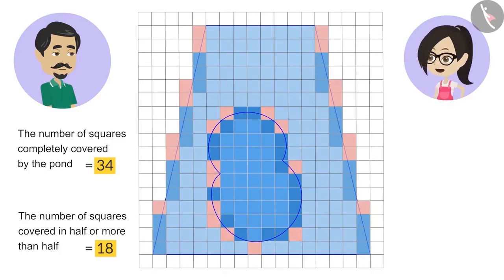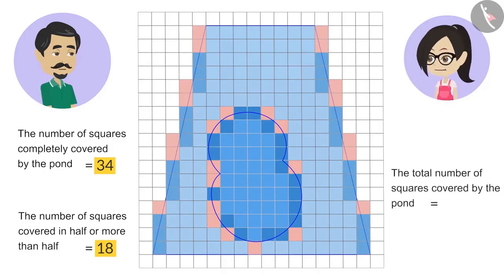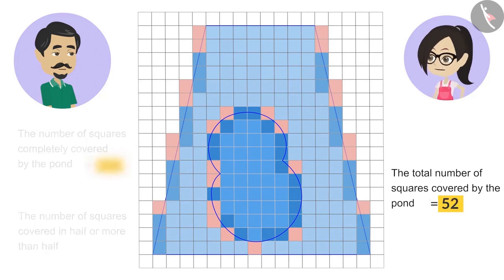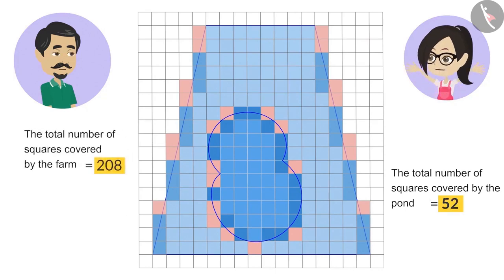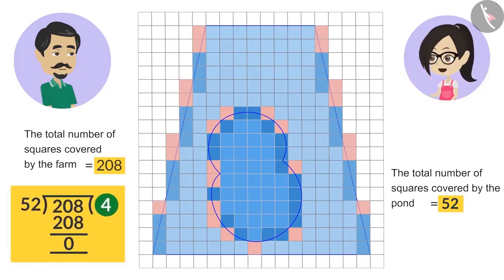This shows that this pond has covered 34 plus 18 equal to 52 squares, which is 1/4 of the squares that are covered by the farm. That means that the engineer has measured it correctly. This pond covers exactly 1/4 of our farm.